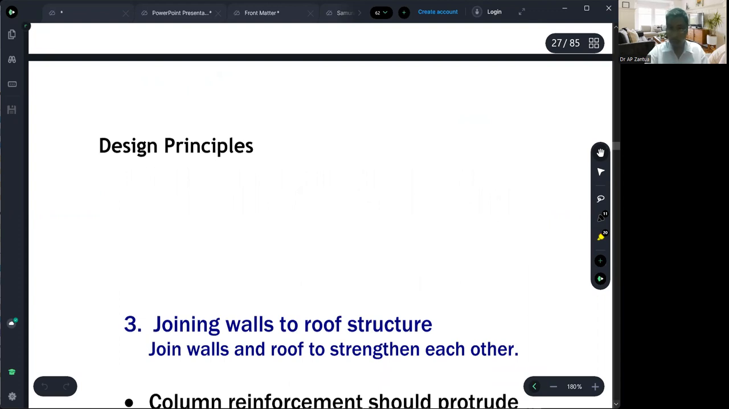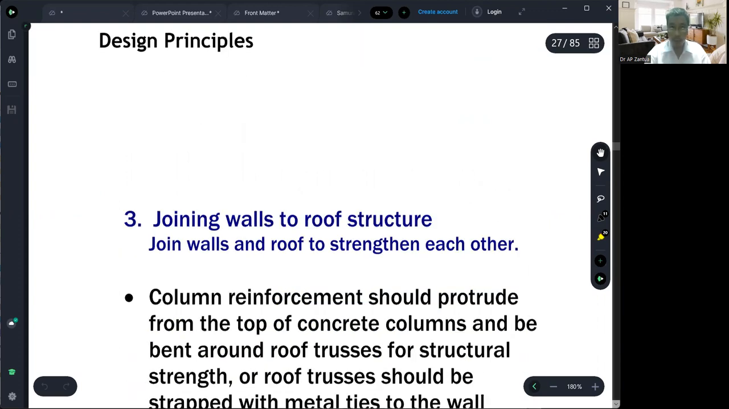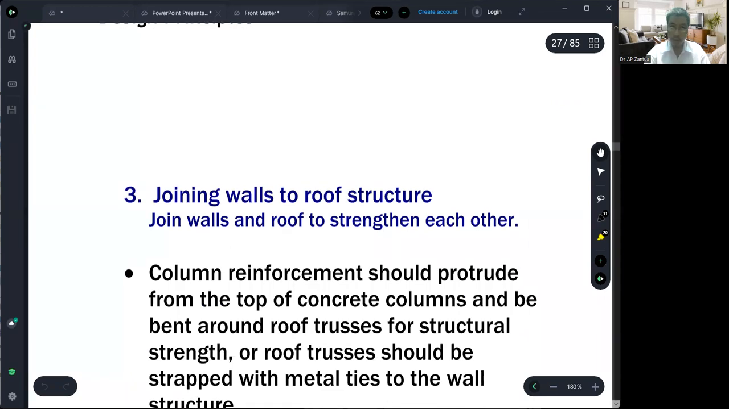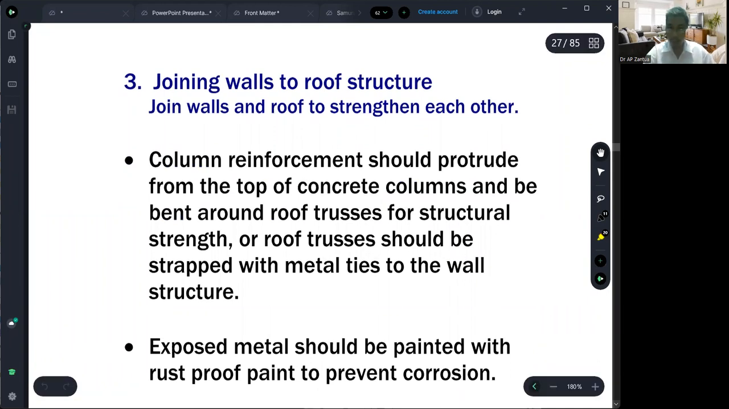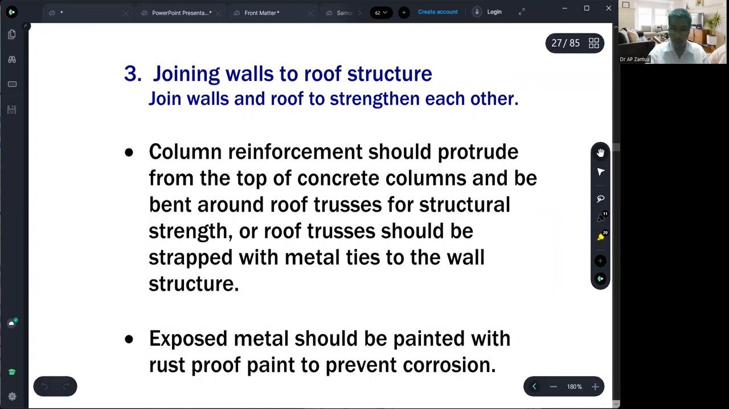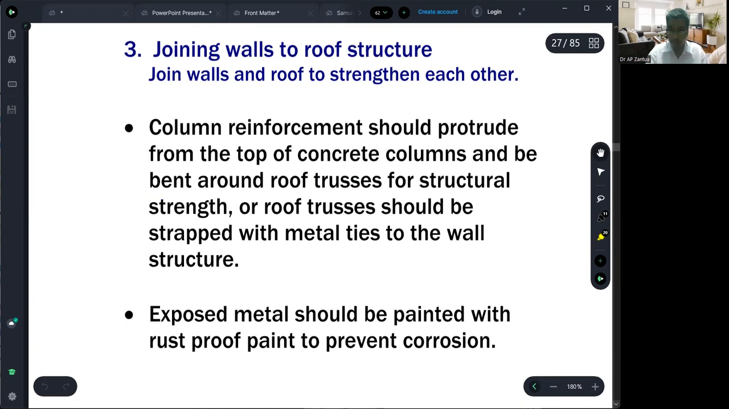So we are now on design principle topic number 3, joining walls to roof structure. How do we do that? So column reinforcement should protrude from the top of concrete columns and be bent around roof trusses for structural strength. Okay, take note of that. All roof trusses should be strapped with metal ties to the wall structure. Okay, exposed metal should be painted with rust-proof paint to prevent corrosion.